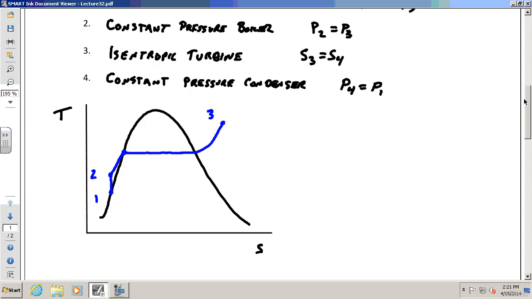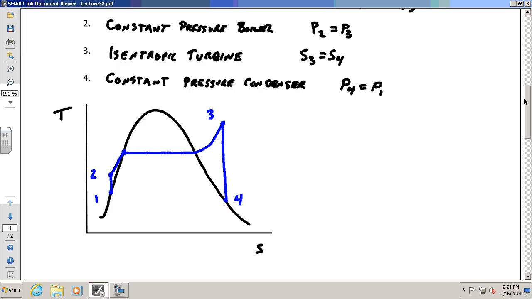We get to this state 3. I'm assuming that what leaves the boiler is superheated. That's why I drew it that way. It doesn't have to be. I suppose it could be saturated vapor, but I'm going to assume it's superheated because that's mostly what it is. The next stage, from 3 to 4, goes through your turbine. This is going to be constant entropy, so it has to look like this, and it's then going to hit somewhere down there. Call that 4.